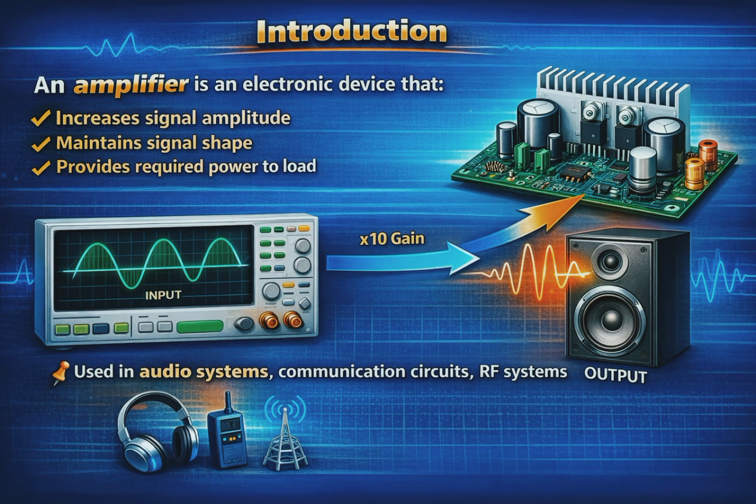Introduction. First, let us understand what an amplifier actually is. An amplifier is an electronic device that increases the strength of an electrical signal. In simple words, it takes a weak input signal and produces a stronger output signal without changing the signal's original shape.